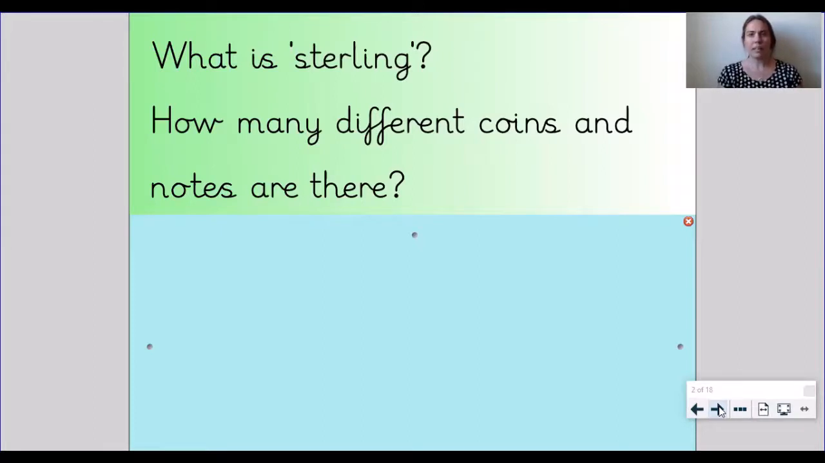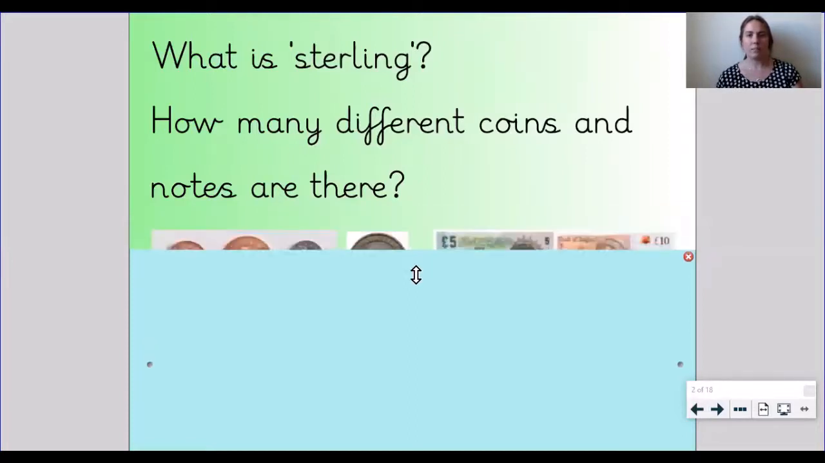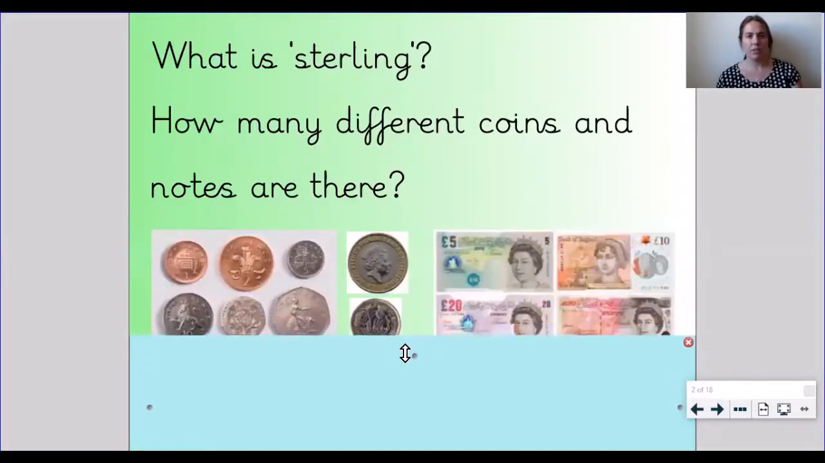So sterling is a name that we use for our money, because the British coins used to be made out of sterling silver. So we still call our coins sterling. And we've got a few different types. Let's have a look at what we've got here.